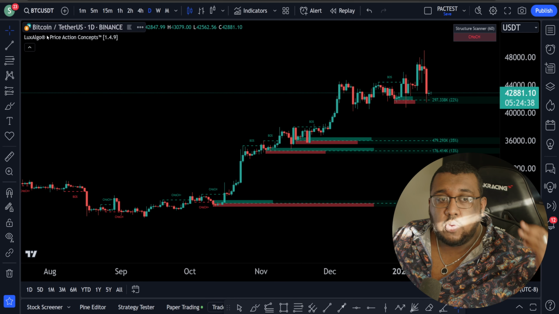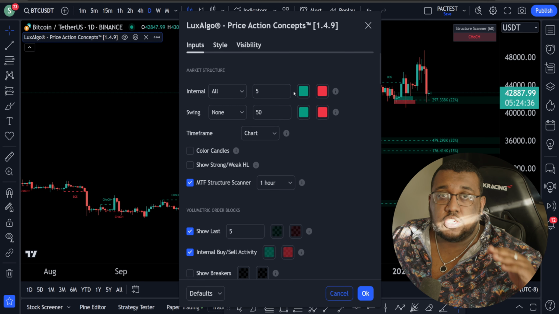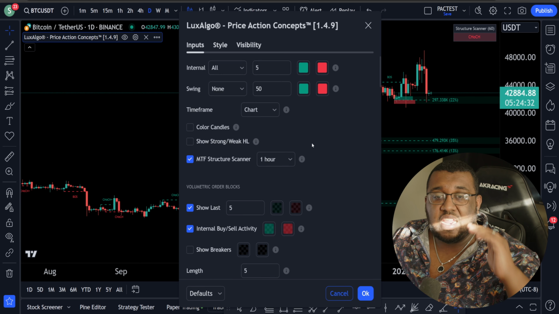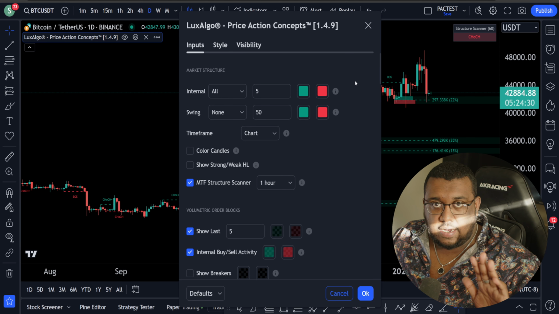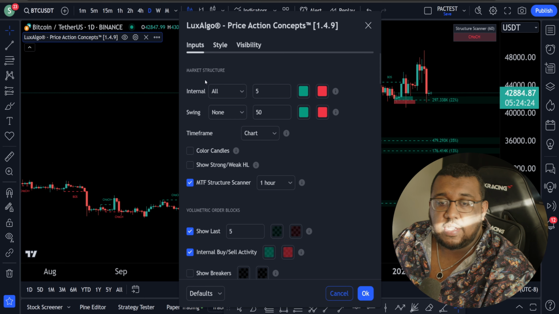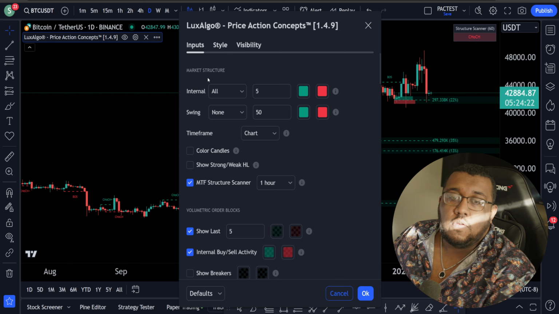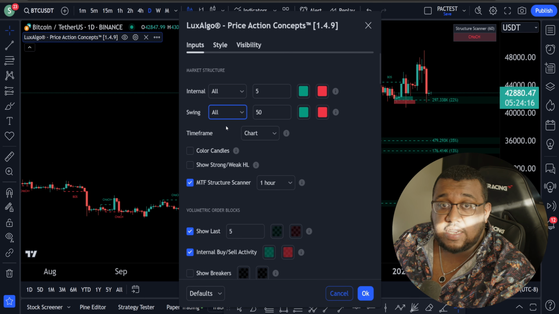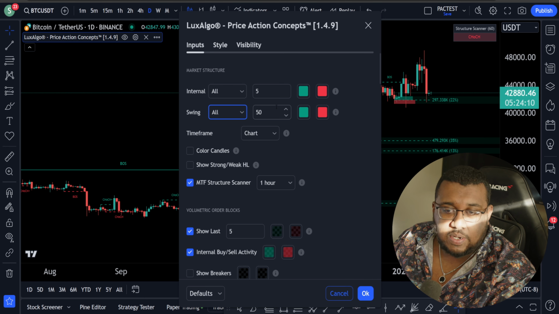So the way this is going to work is we're going to go through and fix all these settings first, and then I'm going to explain what everything does second. That way we can build a strategy once we know what everything does. All right, so here are the settings that I want you to have. For market structure, internal, keep it as all. For swing, make this all as well. For the 5 and 50, you can leave those alone for the moment. I'll explain what those do in a little bit.